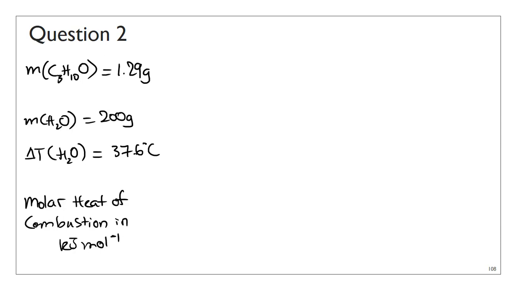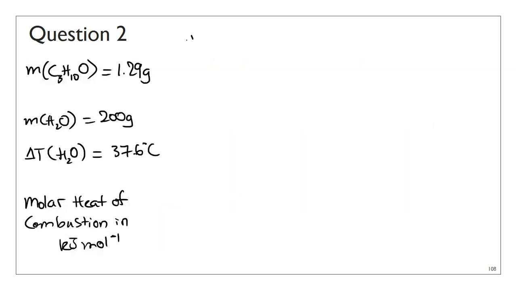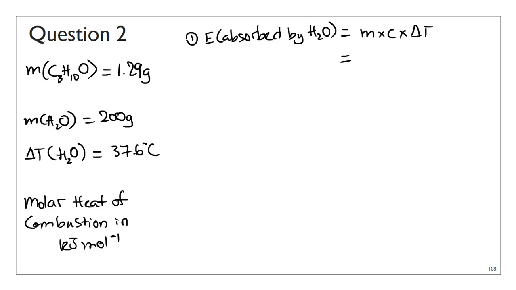This is a very generic question, as I mentioned already. So all you need to do, step one, is find the energy absorbed by water. If you ever need to find energy absorbed by water, that's a signal that you can use mc delta T, because that value allows you to determine energy absorbed or extracted from water.